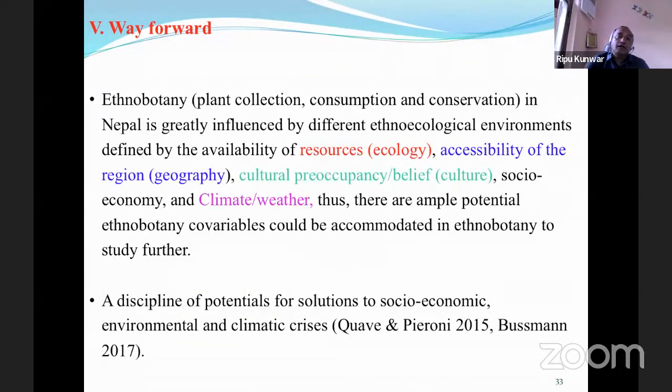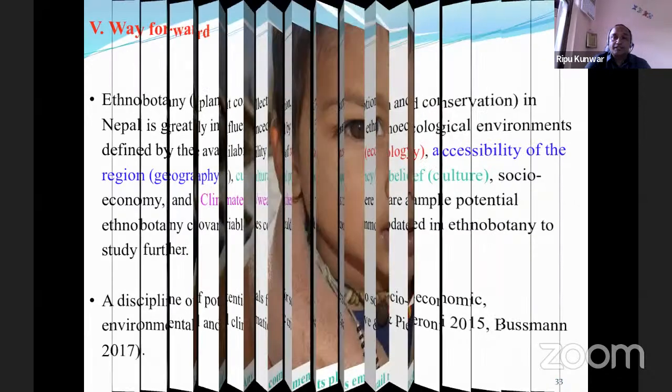The way forward: ethnobotany is the plant collection, consumption, and conservation practice through traditional culture. In Nepal, it is greatly influenced by different ecological environments defined by availability of resources, accessibility of geography, cultural beliefs, socioeconomy, and climate or weather. Thus, there is ample scope, and ample ethnobotanical co-variables could be accommodated to study further. This is a discipline with potential for solutions to socioeconomic, environmental, and climate crises.